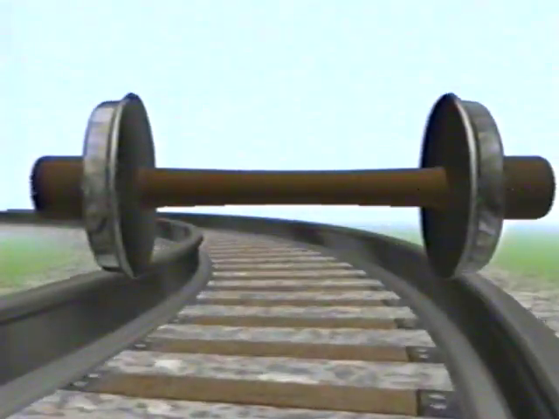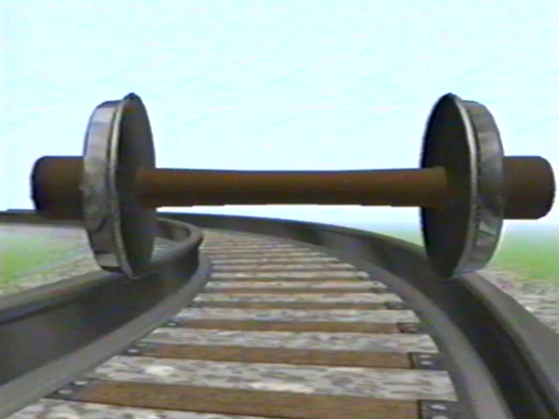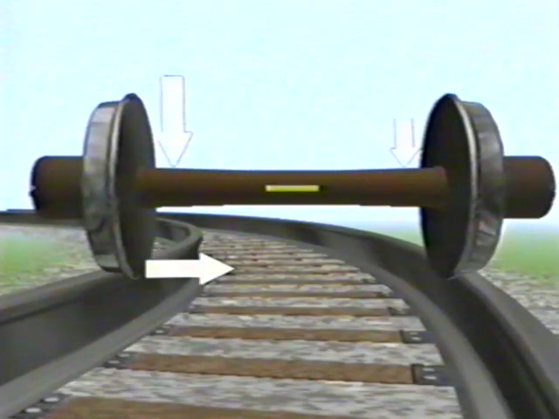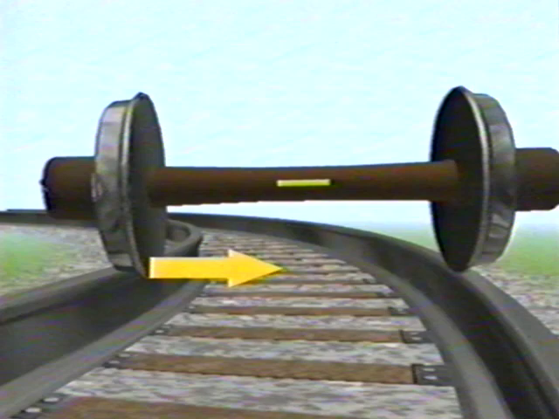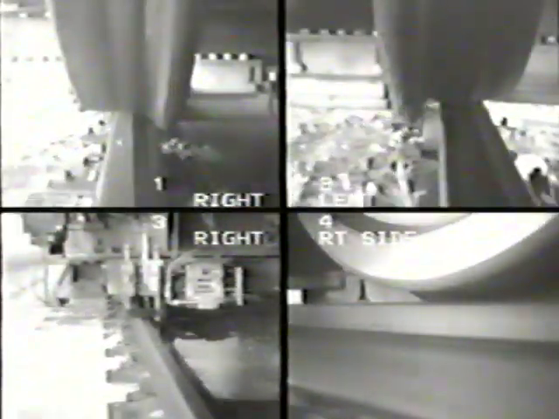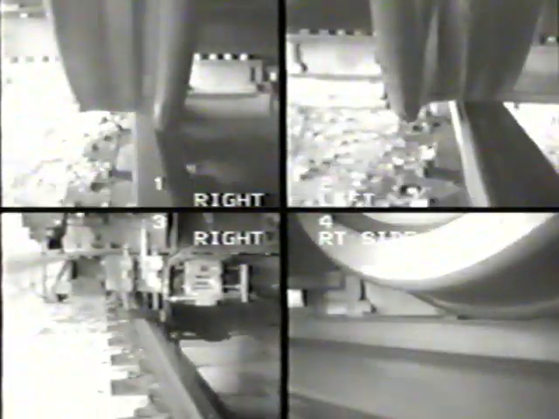In the low-speed flange climb derailment scenario, the combination of an increasing lateral force and a decreasing vertical wheel load reached a condition where the lateral force overcame the wheel load and caused the wheel to climb up the rail and derail. The wheel climbs the rail through friction.